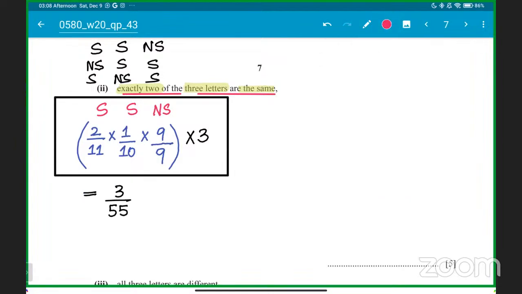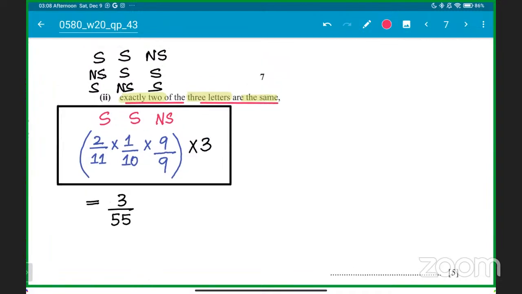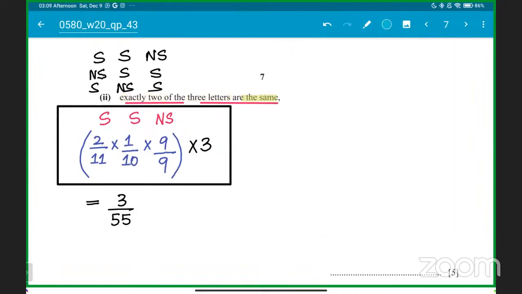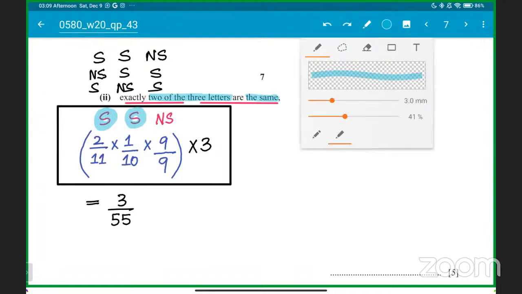Sir, could you explain why you multiplied with 3? I'm explaining again. What the examiner is saying is that exactly 2 of the 3 letters are the same, right? 2 of the 3 letters should be the same. So 2 S are the same, right? And one of them will not be S, right? One of them can be P. You got this blue color part, right? We are multiplying with 3 because other options are also available.